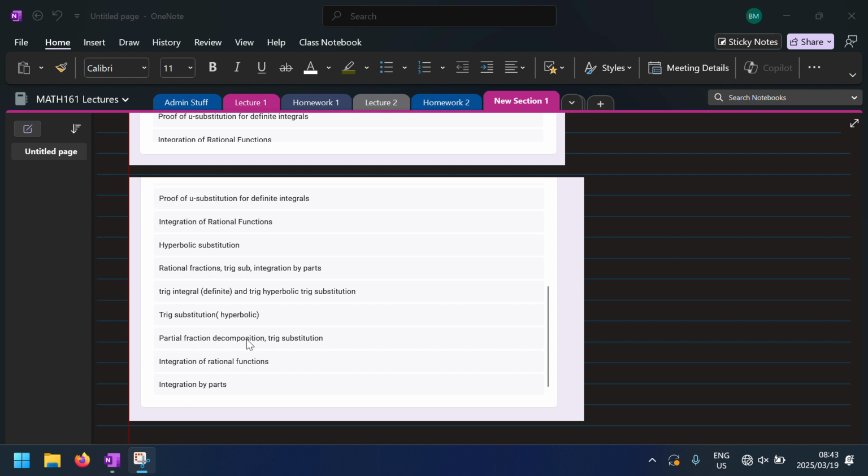Then the other ones were trig integrals and the integration identity proofs. If we don't finish that today, we'll do that tomorrow. But we'll go with partial fractions for today since that was the highest voted topic.